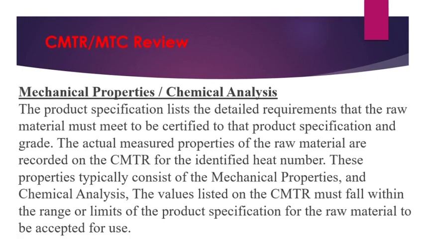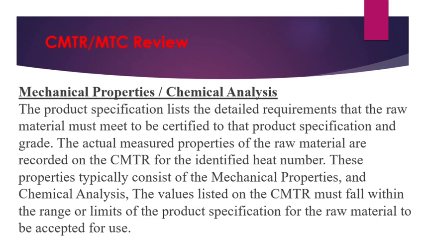Then another thing is the mechanical properties and chemical analysis. The certified mill test report must mention what the mechanical properties are and what the chemical analysis is. And these must mention the code under which they are tested, what the code requirement is, and what the test result found is. So there is the specified value, that means the code requirement, and the test result, that means the observation, which needs to be mentioned.